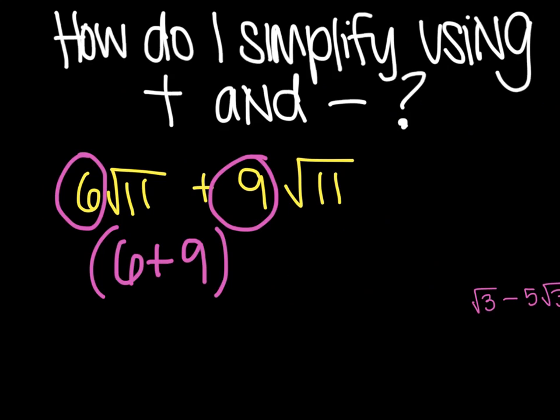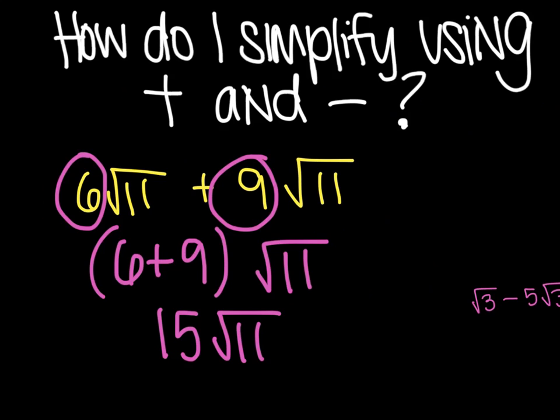Because these are like radicals, they just stay the same. Just like if it was 6x plus 9x, the x wouldn't change at all, so it's a similar concept. And then 6 plus 9 would give you 15, and the square root of 11 again just stays. So there is your simplified answer.